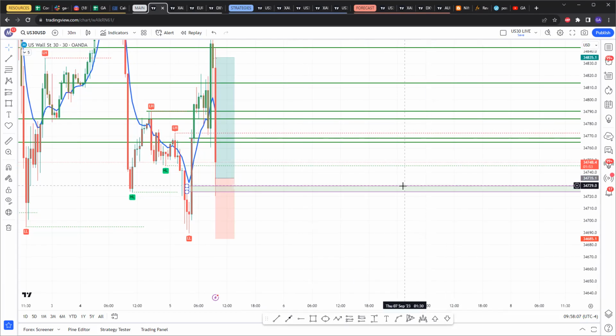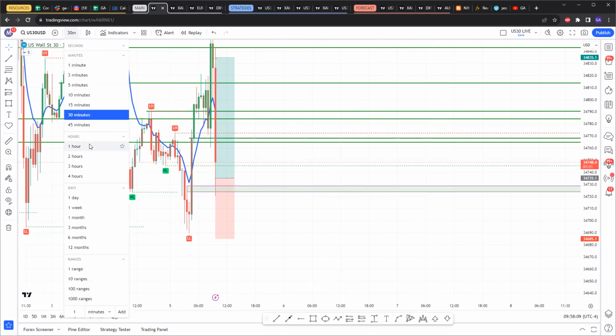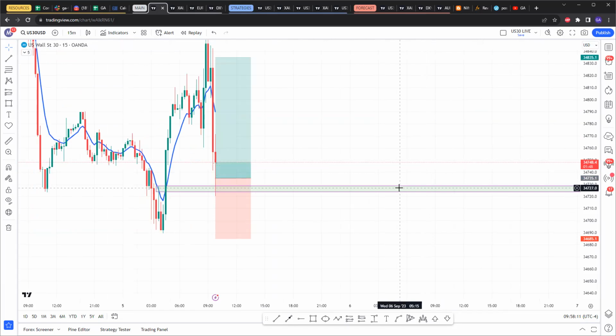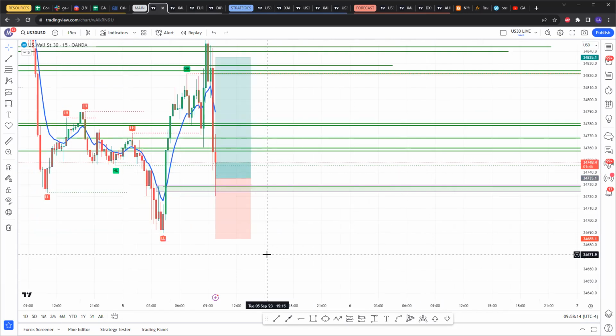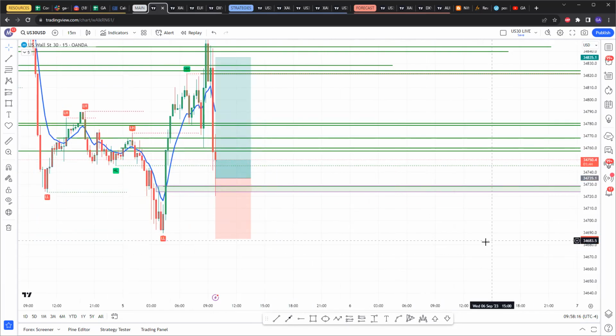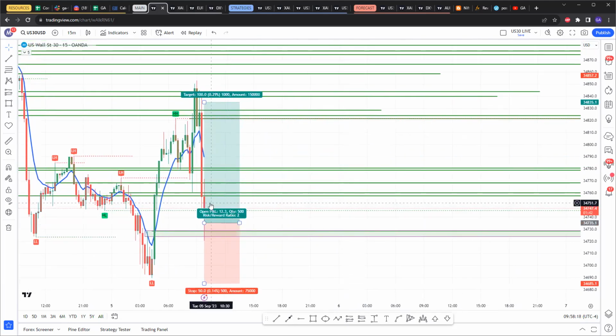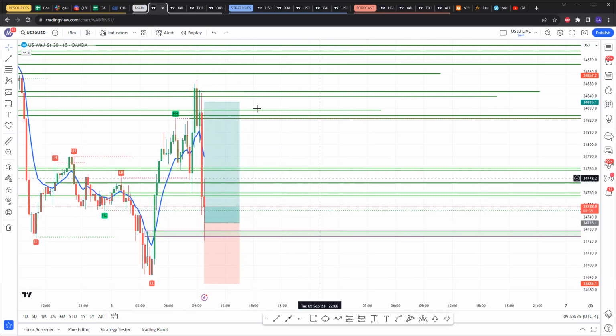So on the 30-minute, there was nothing on US 30. On the 15-minute, there's nothing really. So the next entry on the 15-minute that can happen is if US 30 closes above this double SAR, so it would be a break and continuation.